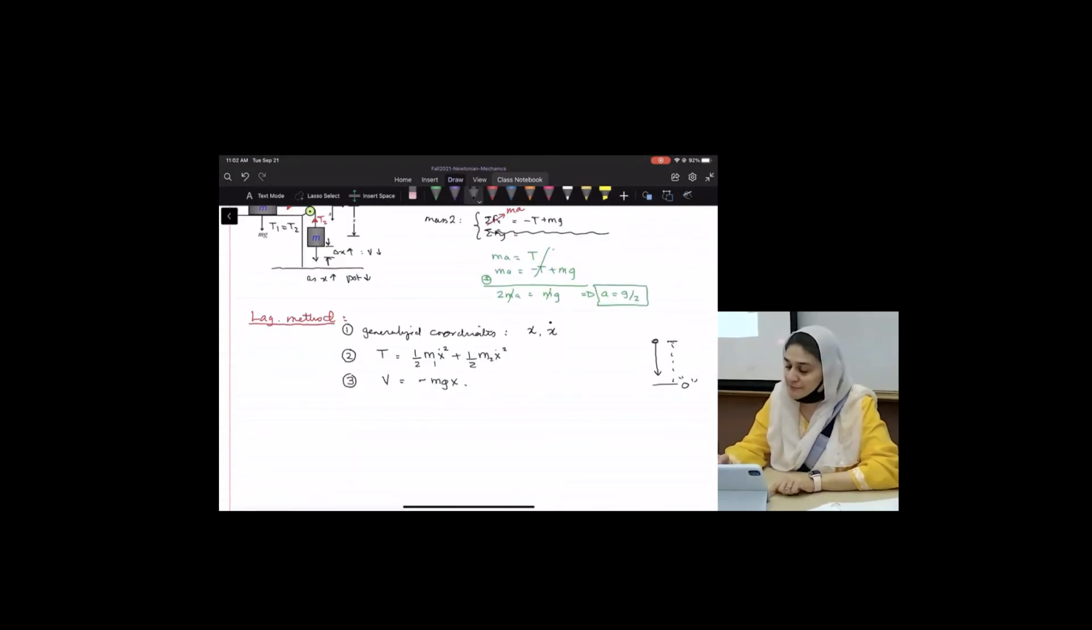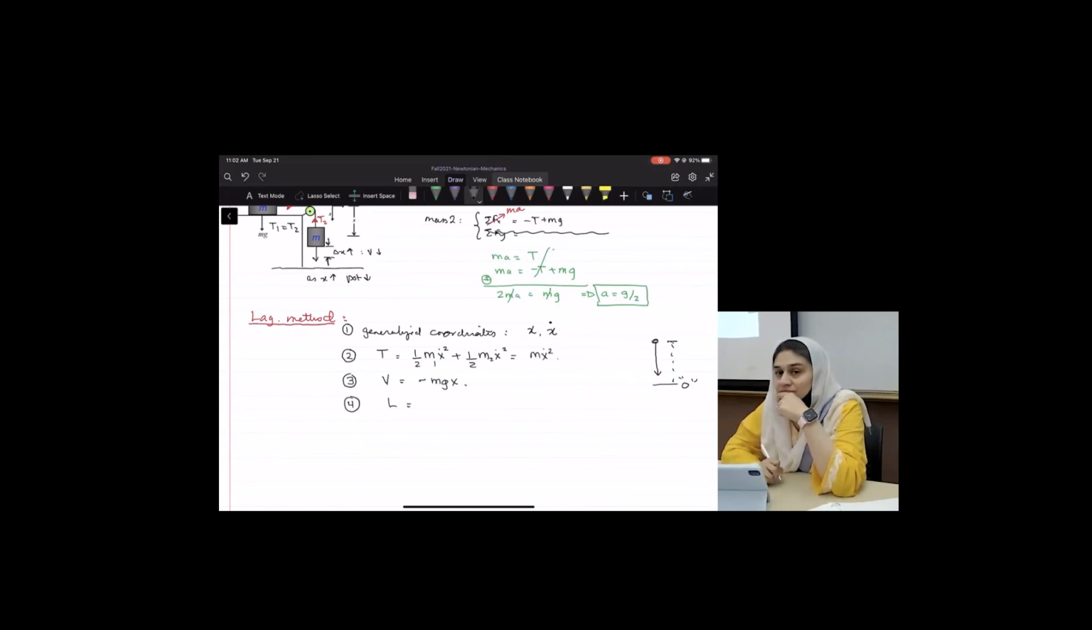Okay, so now the fourth step is to write your Lagrangian. What will your Lagrangian look like? Well, in our case, both m's are the same. Can I combine them to write this? So then my Lagrangian will become T minus V, or m x dot squared plus mgx.